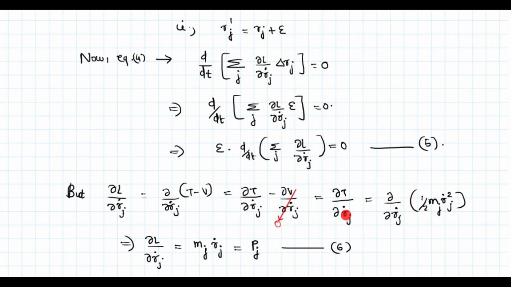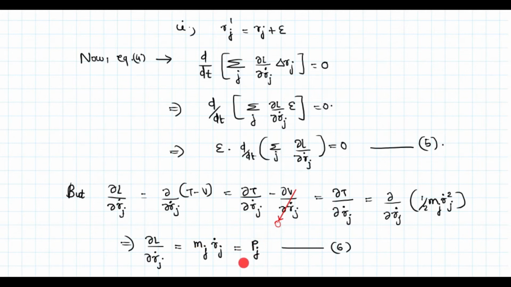T is half mj rj dot square. So do this derivation: ∂/∂rj dot of half mj rj dot square will give you half mj into 2 rj dot. Now the 2 will cancel and finally you will get ∂L/∂rj dot, which is ∂T/∂rj dot, equal to mj rj dot. So this is mass into velocity, which I am calling the linear momentum of the jth particle, Pj. So I have ∂L/∂rj dot is equal to Pj.